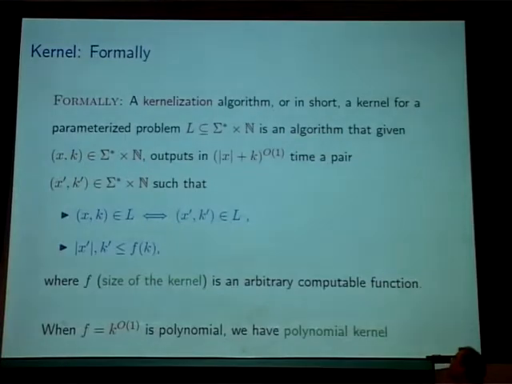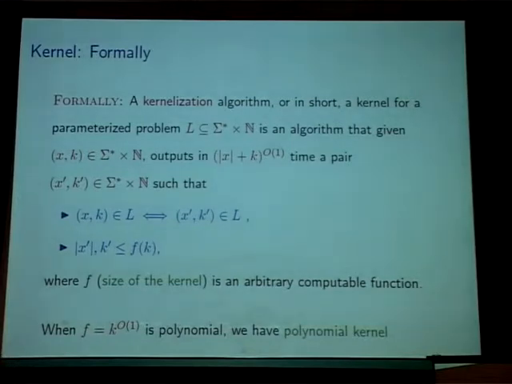And finally, let me be precise, because it's an important notion, and I will be speaking about kernels all the time. I just want to be sure that we understand each other, right? So this is the formal definition, and it will probably be the most technical definition in this talk. So let us just pass through it, and then we go.